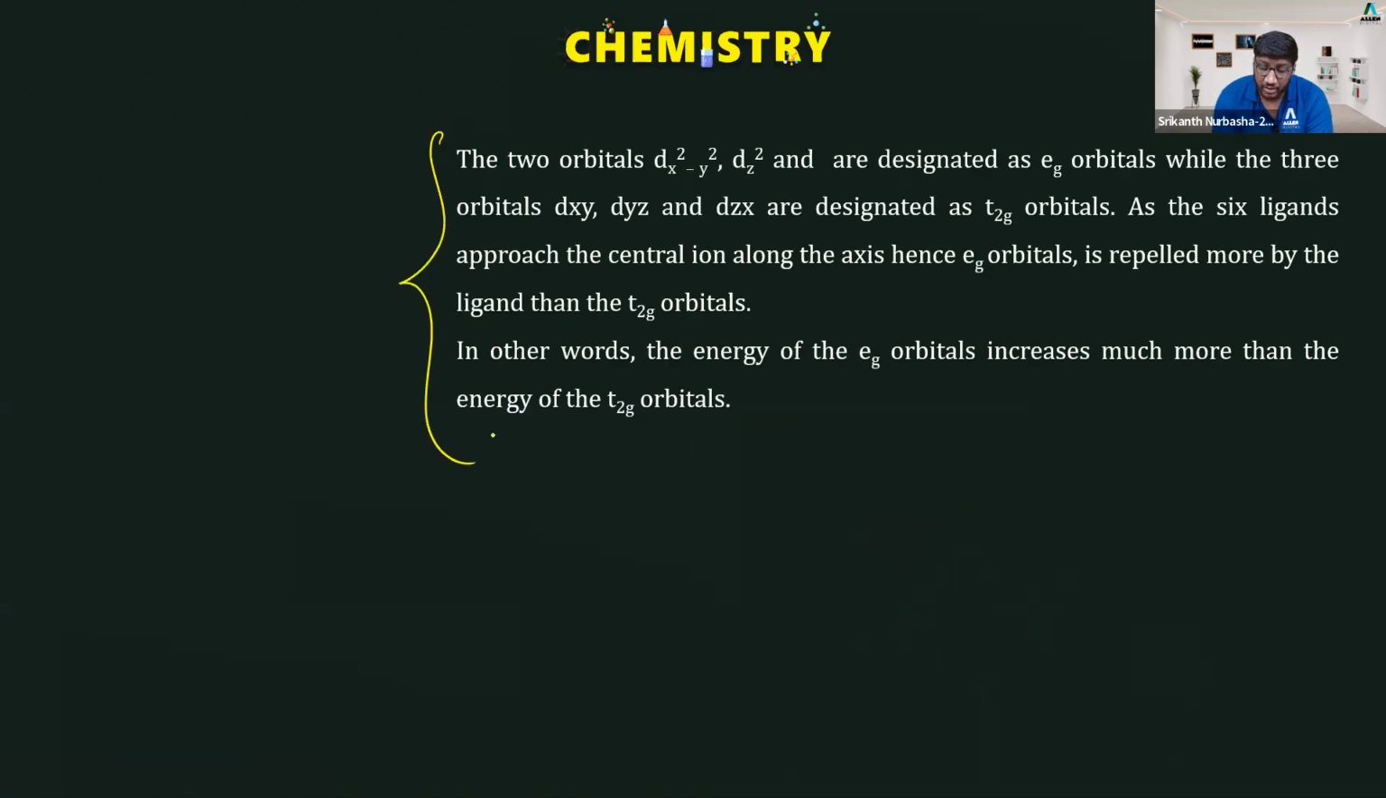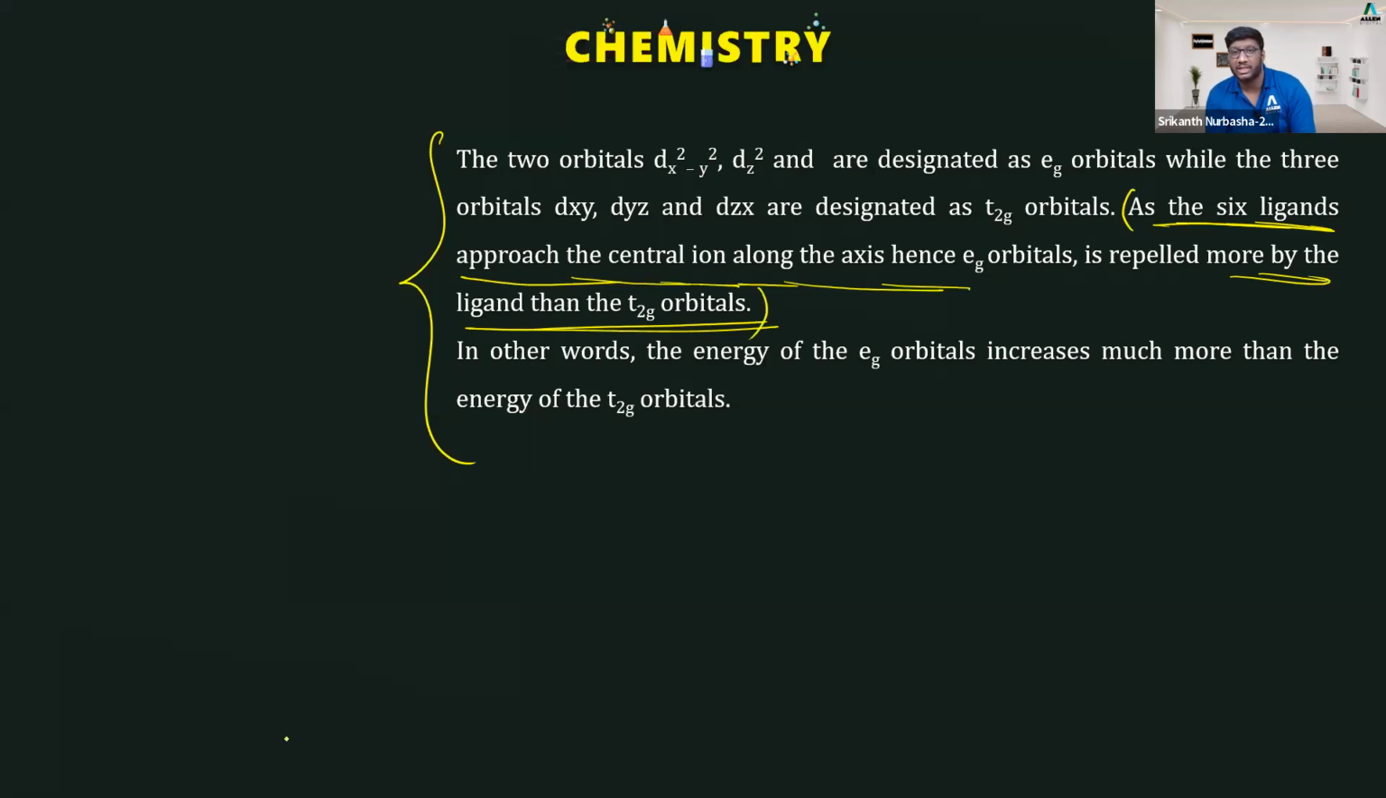This is the main point. The two orbitals, dx square minus y square and dz square, are assigned as EG orbitals, while the 3 orbitals dxy, dyz, dzx are designated as T2G orbitals. As the 6 ligands approach the central metal ion along the axis, EG orbitals are repelled more by the ligands than the T2G orbitals. Is that point clear or not?